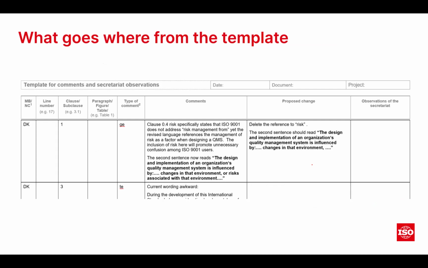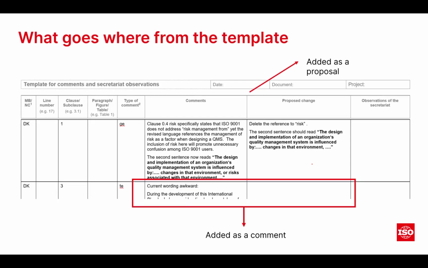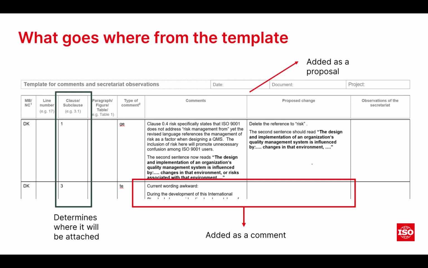For a quick look at what goes where in the template, if you have comments and proposed changes, these are going to be added as a proposal. They'll show up with the proposed change indicated and the comments being listed as your motivation for that proposal. If there are no proposed changes listed, it's going to show up as a comment where you won't have any proposed changes listed in the document. And the clause or subclause number is where it's going to be attached to.